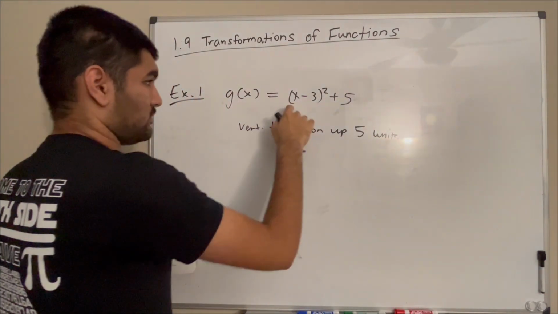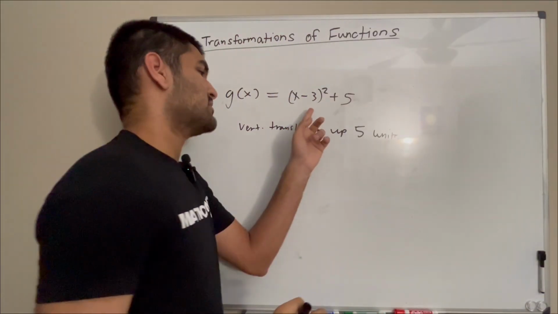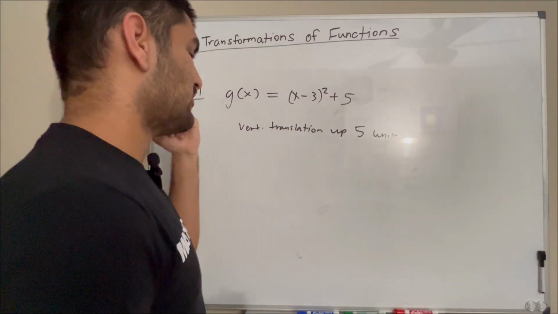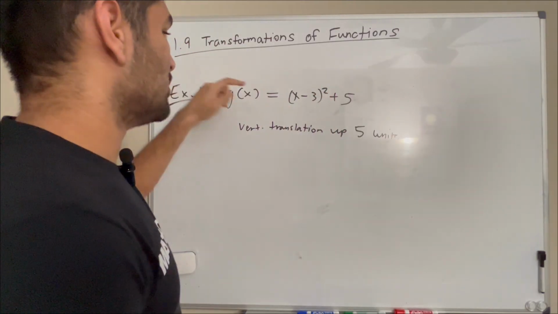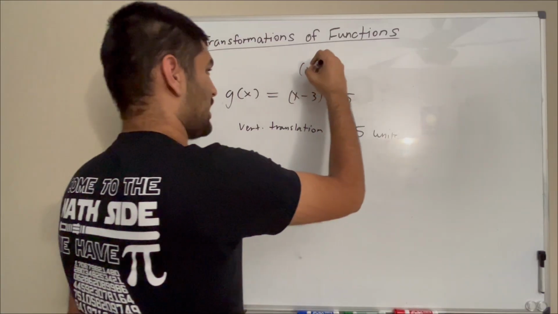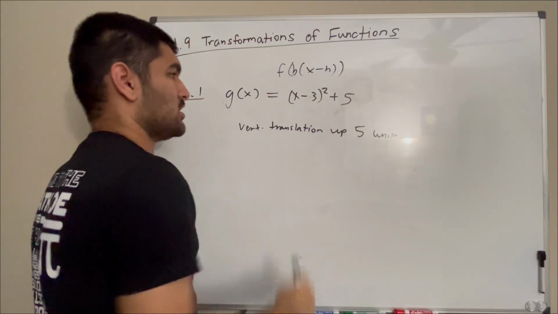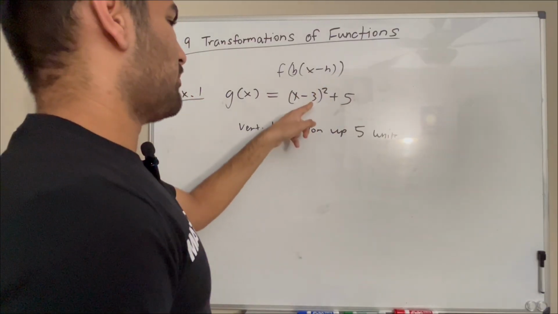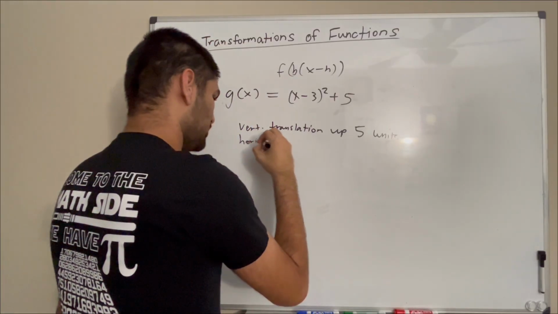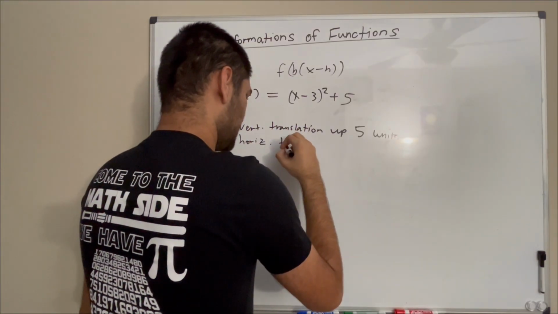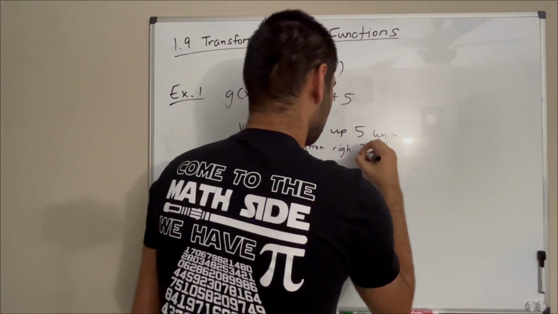And then what else do we have? Well, we have x minus 3, right? And it might be tempting to say this is a horizontal translation to the left 3 units because it's negative, but remember that in the original equation, it was already like x minus h, right? It was already x minus h. So that means that h is positive 3. So this is actually a horizontal translation to the right 3 units.